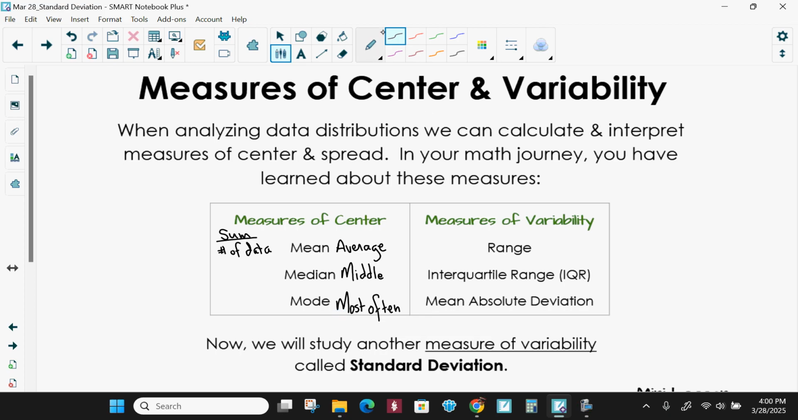Okay, and then going into variability, we've learned range, which is the maximum minus the minimum. Your interquartile range goes with the middle 50% on that box. It's your quartile 3 minus your quartile 1. So it's just like the range, the maximum minus the minimum, but it's the inside data, the inner data. And then your mean absolute deviation, which we just talked about, is the average distance from the mean.